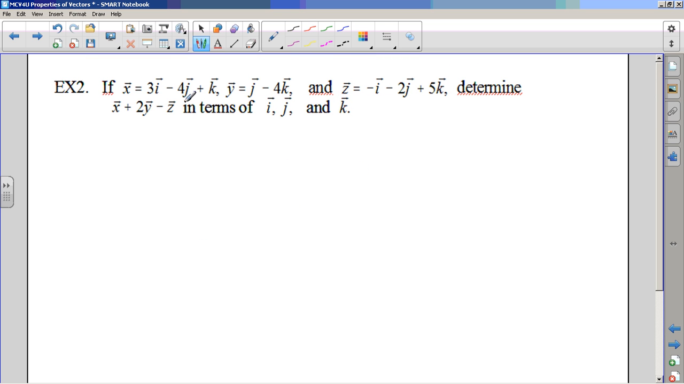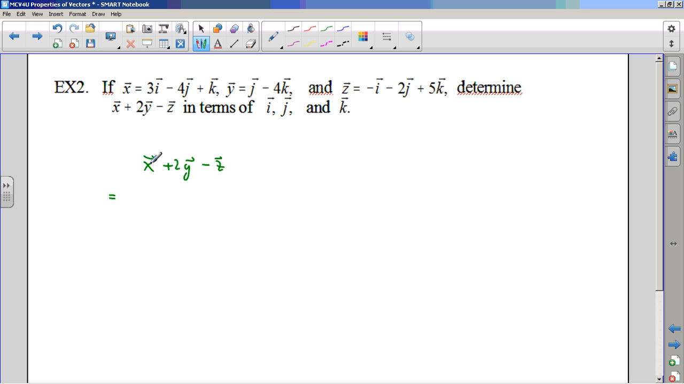All right, what do we got? If, and so on, determine x plus 2y minus z in terms of i, j, and k. So what do I want? I want to determine this, so I'm going to write down that. But I'm going to do a bunch of work, and I should have only i's, j's, and k's. And what's all this i's, j's, and k's business? Well, we're not too worried about that yet, but it's going to be important soon.